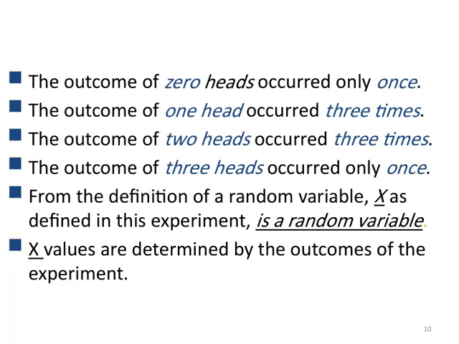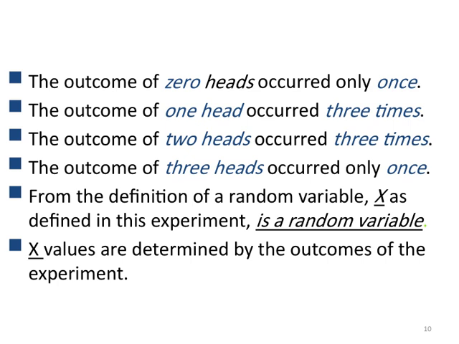Let's take a closer look at the outcomes we observed in this experiment. The result of getting 0 heads occurred only once. That means, in our series of flips, we saw no heads just a single time. On the other hand, getting exactly 1 head happened 3 times. Similarly, flipping 2 heads also occurred 3 times. Interestingly, the outcome of getting 3 heads was quite rare, happening only once.